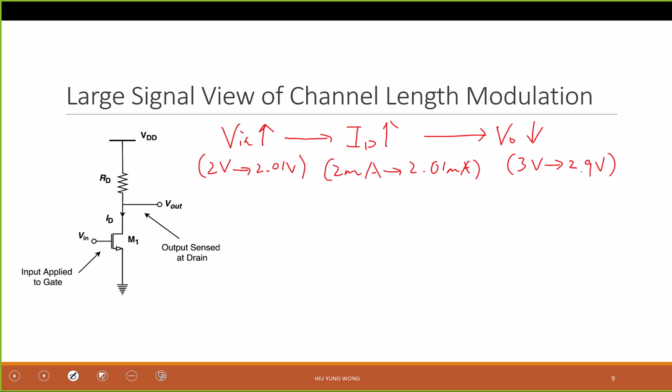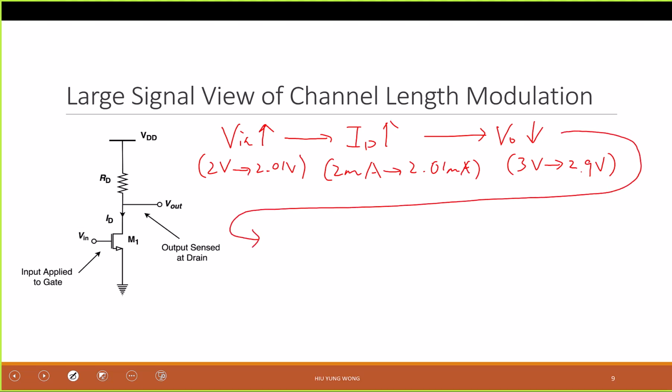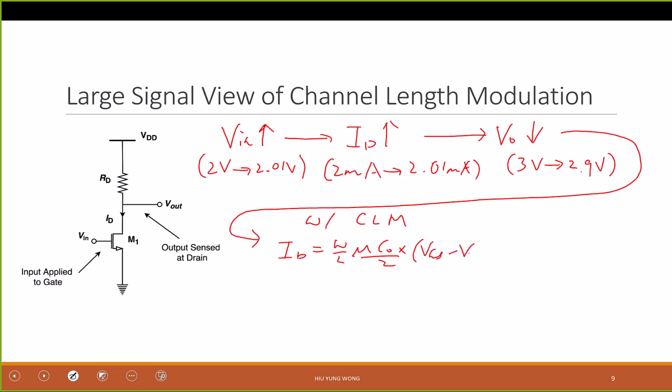However, when your Vout decreases with channel length modulation, do you remember ID equals W over L times mu Cox divided by 2 times VGS minus VT squared times 1 plus lambda VDS? When you have channel length modulation, you have this extra VDS, correct? So when my Vout reduces, it means the VDS reduces. What will happen to the current?